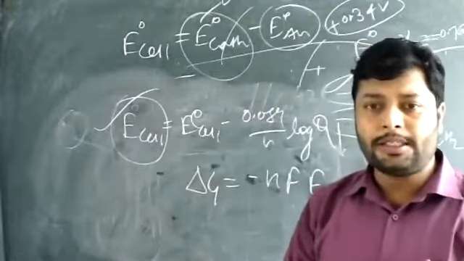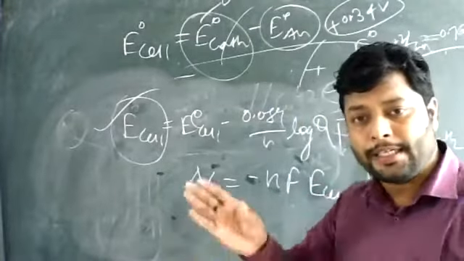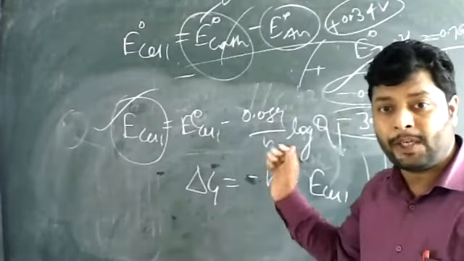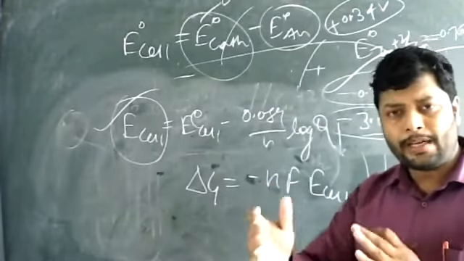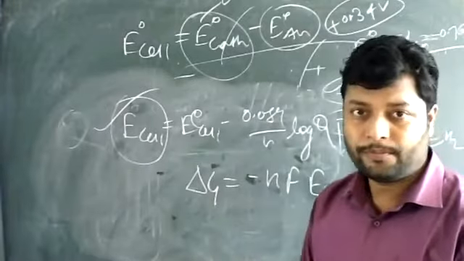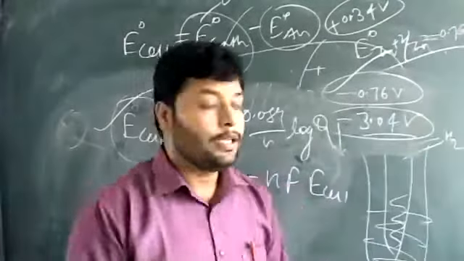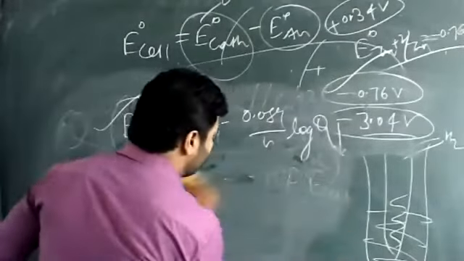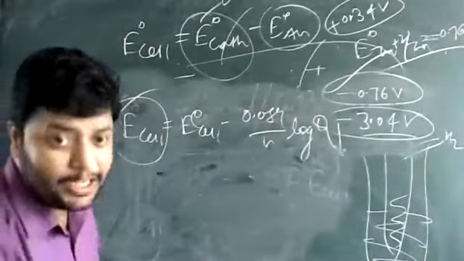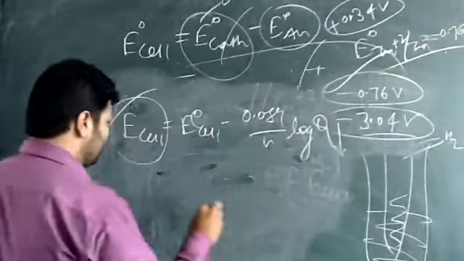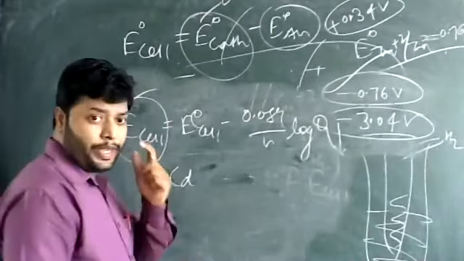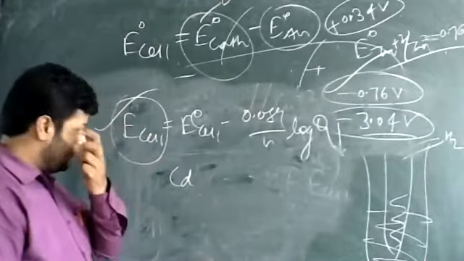Many times students make a mistake by writing the value of n only, not knowing how to write the value of Q. So that will make another problem for you. For any reaction, you can actually work out a value. Look at the example. Just take any example. Suppose we are having cadmium and mercury.